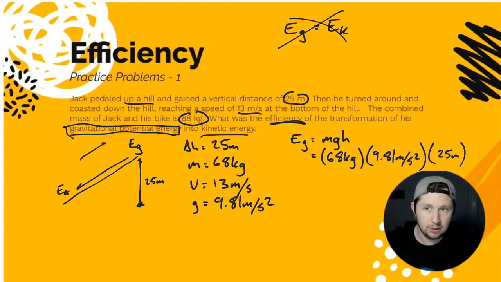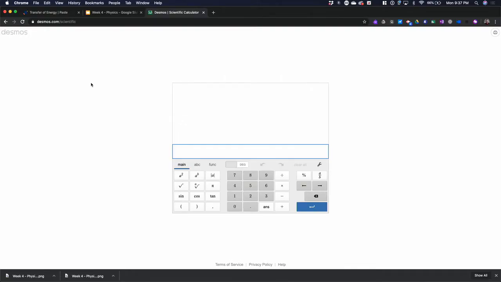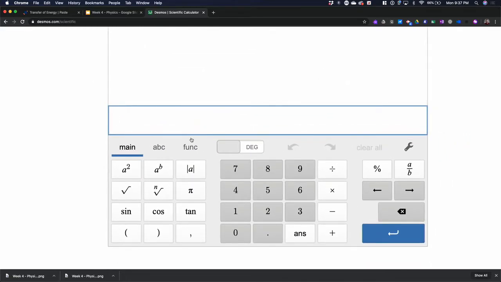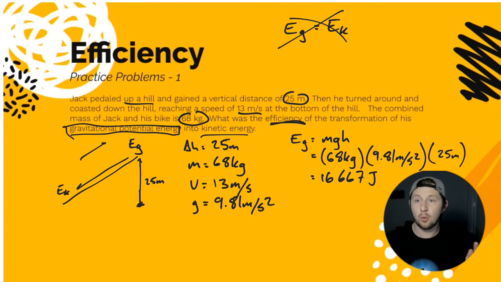Okay, so let's switch over here so you can see it. Here is my scientific calculator. I'll zoom in a little bit just so it gets a little bigger for you. And so I'm going to go ahead and calculate that. So 68, that's his mass, times 9.81 times 25, enter. So that gives me a gravitational potential energy of 16,667 joules. All right, so that's step number one.